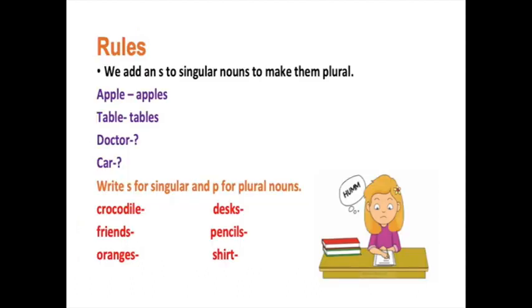Now here are rules for singular and plural. When we have to change singular into plural, like today I have one apple, but tomorrow might be I will be having two apples. So I have to add ES or I have to add S. This is according to the nouns, whether we have to use S, whether we have to use ES, whether we have to use IES, what we have to put. This I'm going to teach you now.